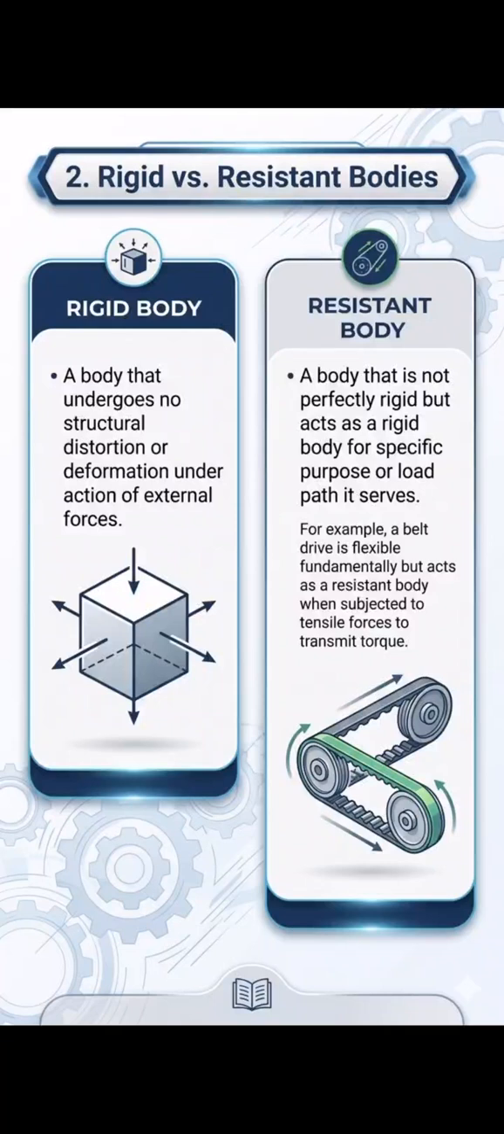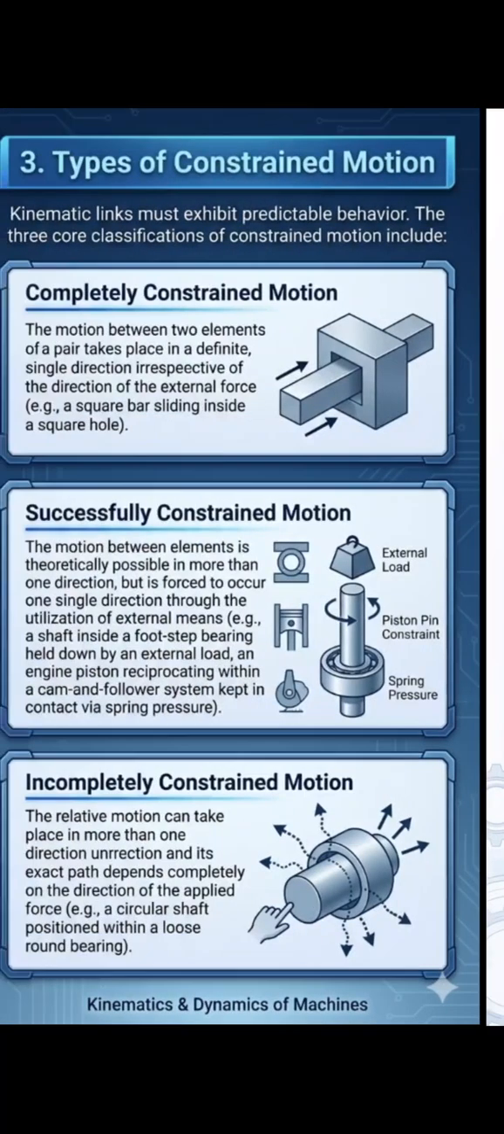Rigid versus resistant bodies. A rigid body is a body that undergoes no structural distortion or deformation under the action of external forces. A resistant body is a body that is not perfectly rigid but acts as a rigid body for the specific purpose of the load path it serves. For example, a belt drive is flexible fundamentally but acts as a resistant body when subjected to tensile force to transmit torque.